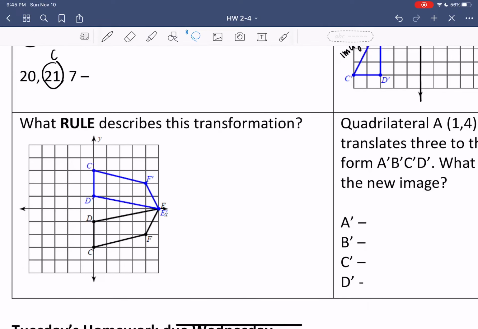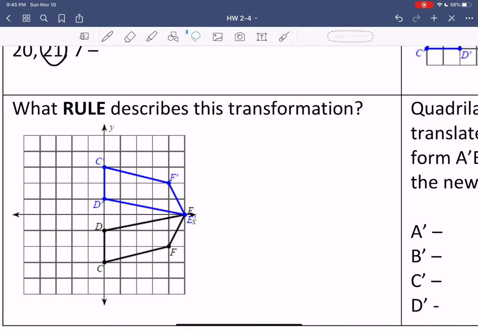On this one here, we have what rule describes this transformation. So again, making sure we label our pre-image and our image. And I'm going to go ahead and trace my shape again to see what type of transformation is taking place. So if I were to be translating this one, it would result in the new image just by sliding it, which is not the case. So this one looks like it is going to be a reflection.